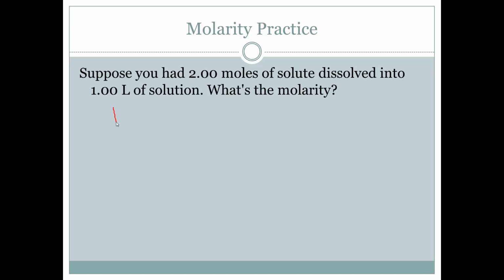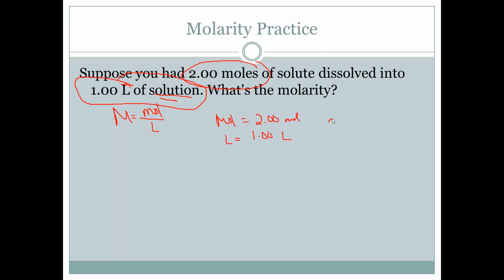So let's practice doing some of these molarity concentrations. We know that molarity, as we just learned, is moles over liters. So suppose you have 2.00 moles of a solute dissolved in 1 liter of solution. Look at that word again, solution. Most of the time with molarity, they'll give you the solution, but be cautious of that. So what is the molarity? We know moles is equal to 2.00, and liters is 1.00. So it's 2.00 moles over 1.00 liters, which is equal to 2.00 M. Big M stands for molarity.